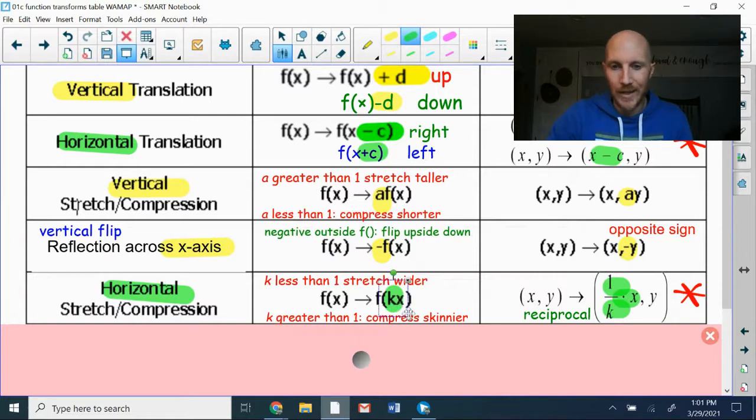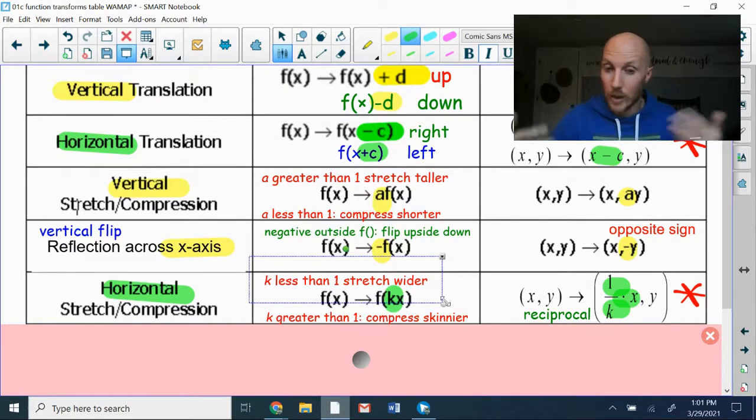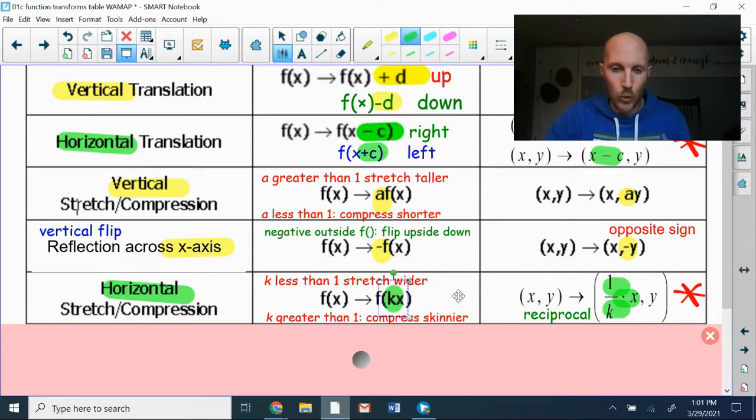Inside the parentheses, that k number is being multiplied onto the x. So this is going to be a horizontal stretch or compression. How do I know which one it is? Well, I look at the k value. I want to know if the k value is less than 1, like it is in our problem here. It's a half. That's going to stretch the graph wider. And what do I do to find the new coordinates? Well, I need to take that k number, get the reciprocal, which in this case, the reciprocal of a half is 2, multiply that onto the x coordinate, and that'll give me my new x coordinate.